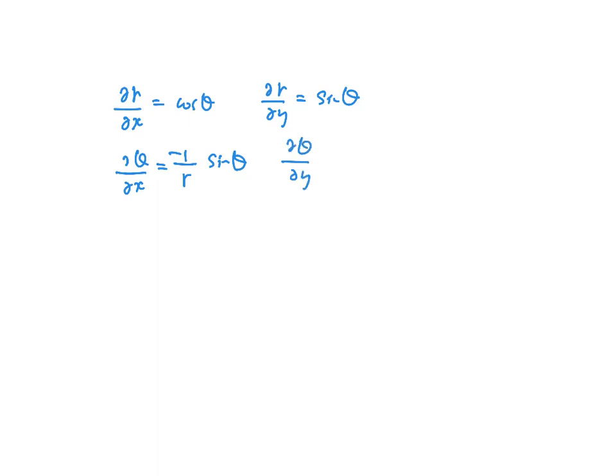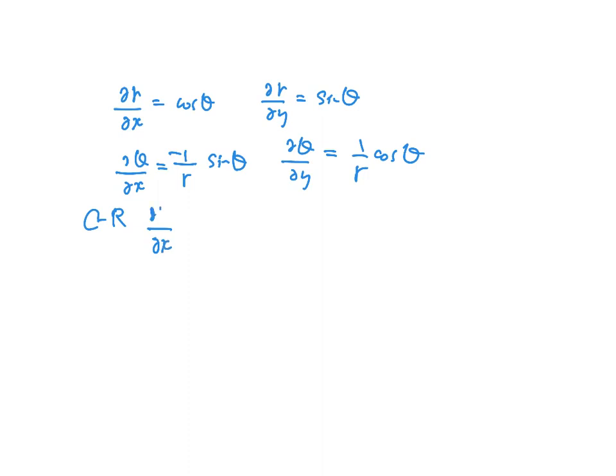So partial x partial r is cosine theta. Partial y partial r is sine theta. Partial x partial theta is minus 1 over r sine theta. Partial y partial theta is 1 over r cosine theta. So we can check the Cauchy-Riemann condition.